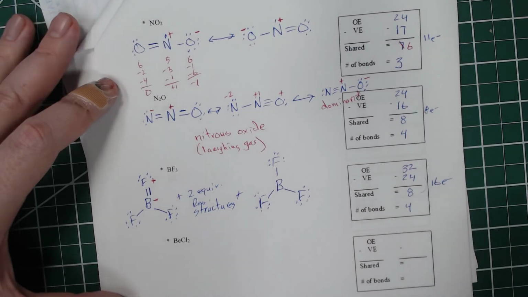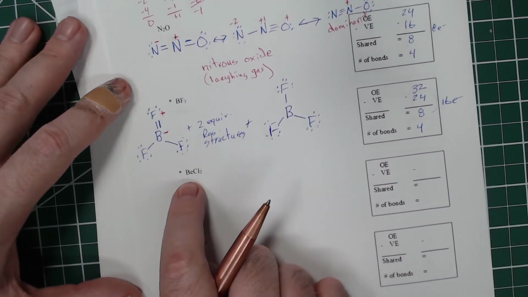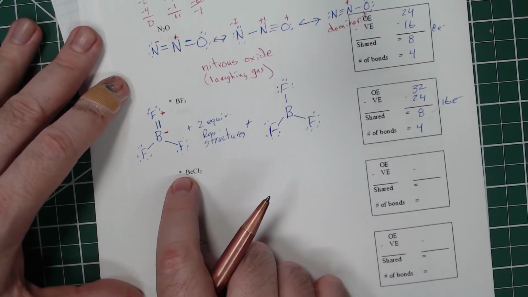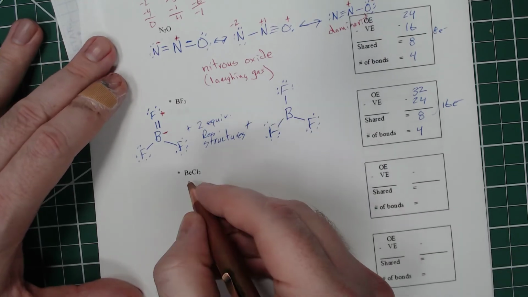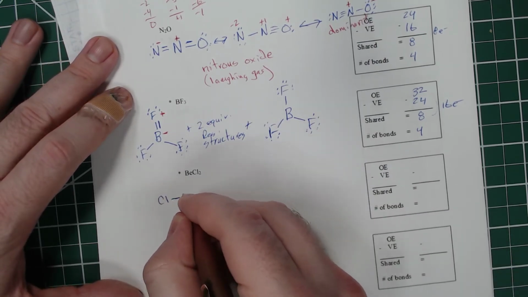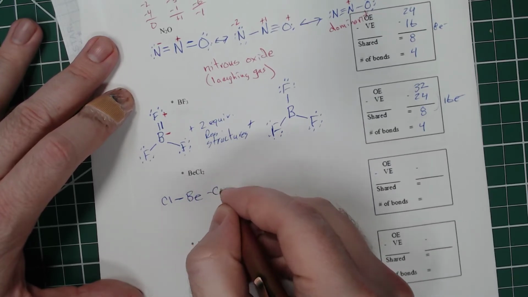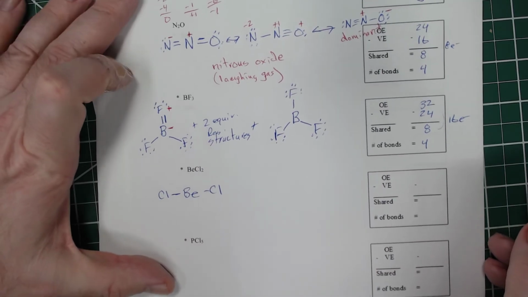And that's BF3. All right, let's look at BeCl2. It's also an exception, and much for the same reason that this one is. So for BeCl2, we're going to put the beryllium in the middle. All right, so there is the beryllium chloride.